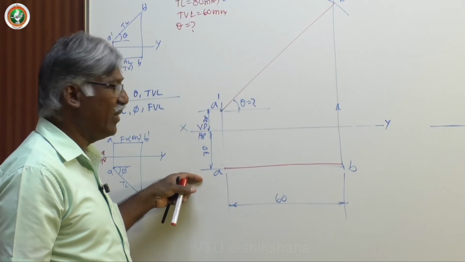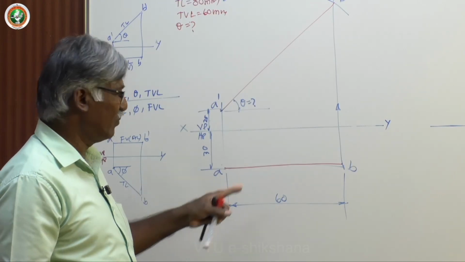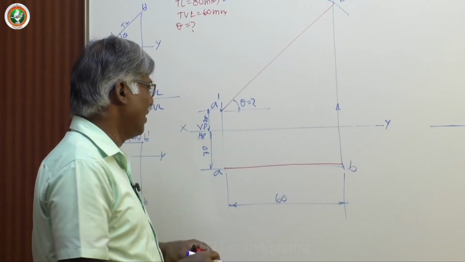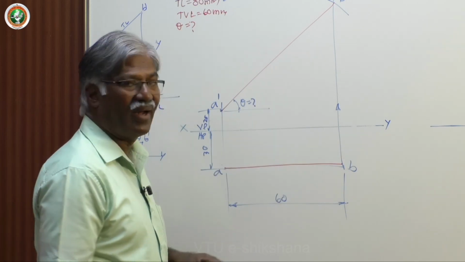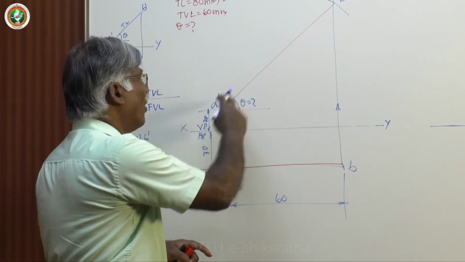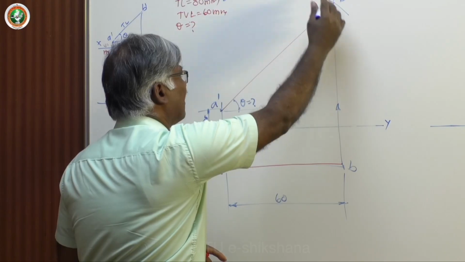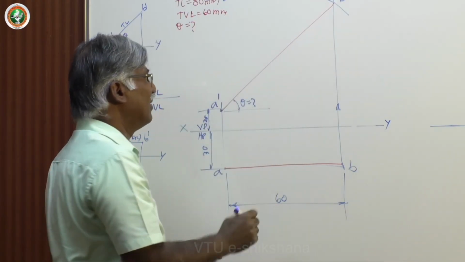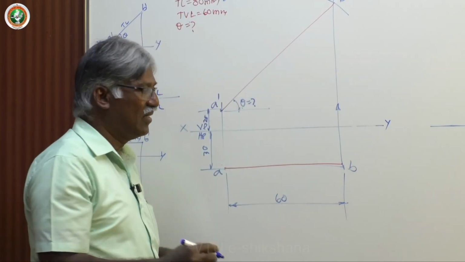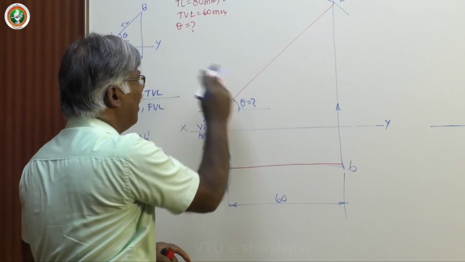mm in front of VP, because the line itself is 30 mm in front of VP. Fix 60 mm parallel to XY. Project B and get the vertical projector. Draw an arc which strikes this vertical projector at B dash. Now you can find out the angle. So now the answer is angle theta.